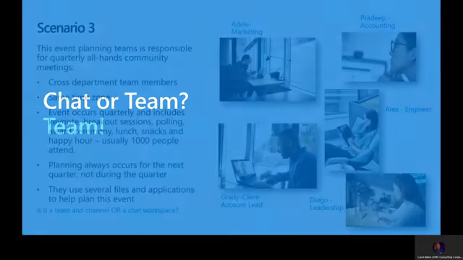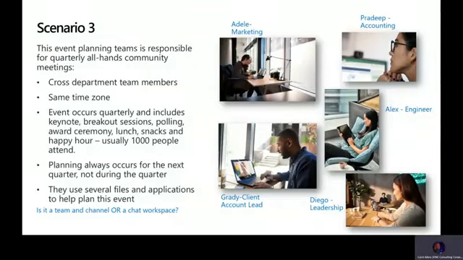Let's go back to our deck. So we have one more scenario, scenario 3. This is an event planning team. They all are in the same time zone. This is for their local work community. They do an event every quarter for their local work community. They have a lot of attendees, 1,000 people, and they have a lot going on at each event.